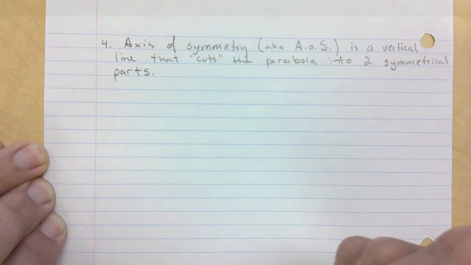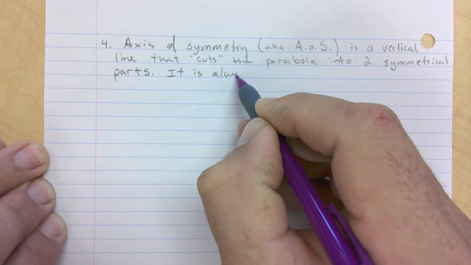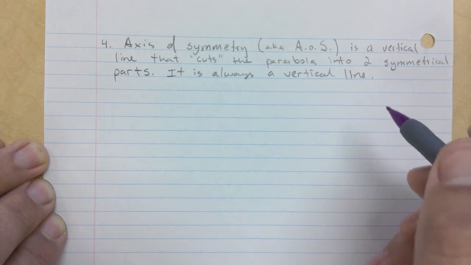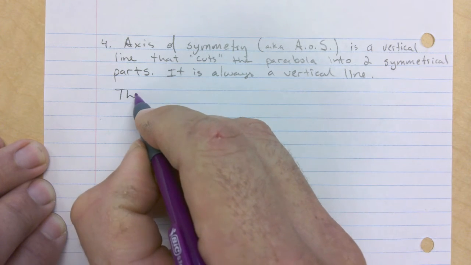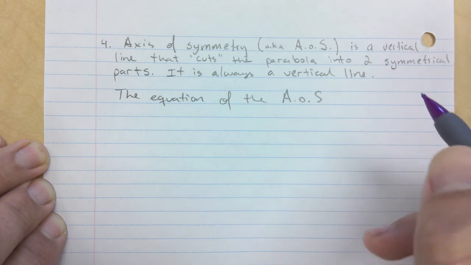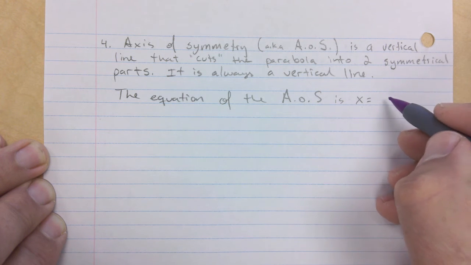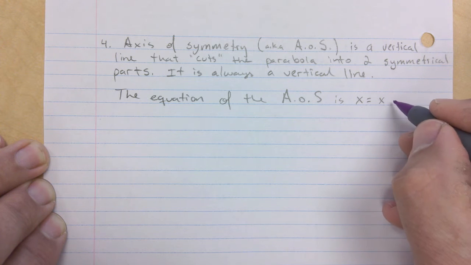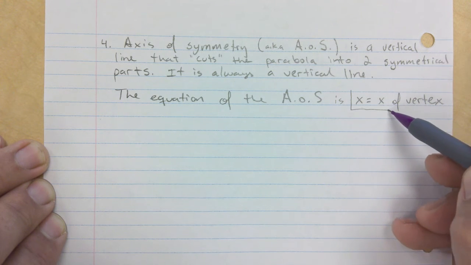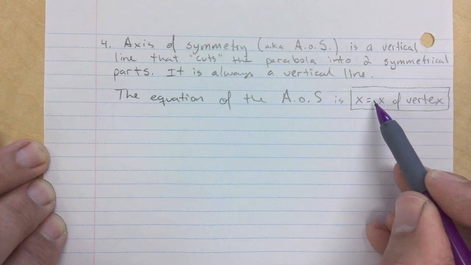So the axis of symmetry cuts the parabola into symmetrical parts. It is always a vertical line. The equation of the axis of symmetry is x is equal to the x value of the vertex. So if I ever ask you to come up with the equation of the axis of symmetry, it'll be x is equal to the x value of the vertex. Okay?